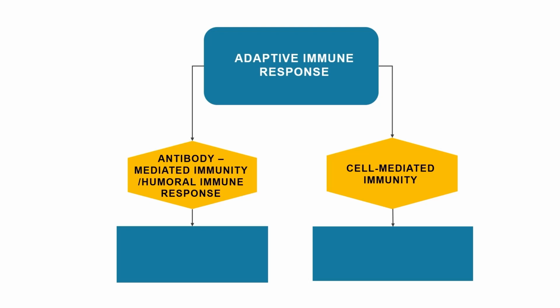The key cells in our adaptive immune response are lymphocytes. And the two lymphocytes which are very important in our adaptive immune response are B lymphocytes, or B cells, and T lymphocytes, or T cells.